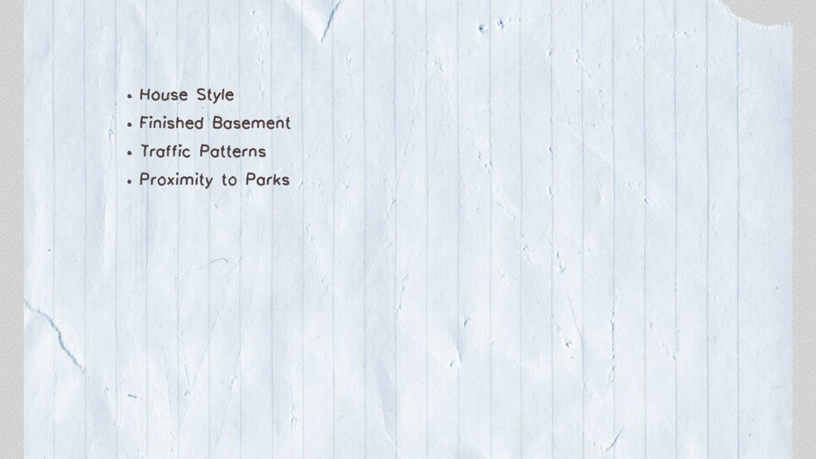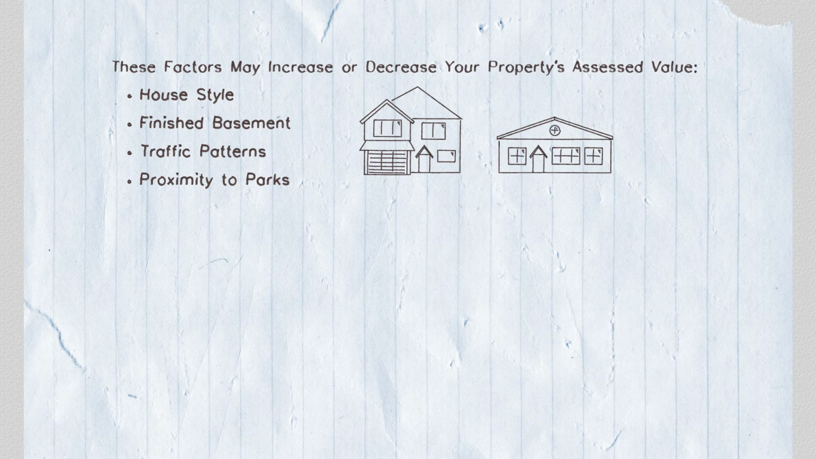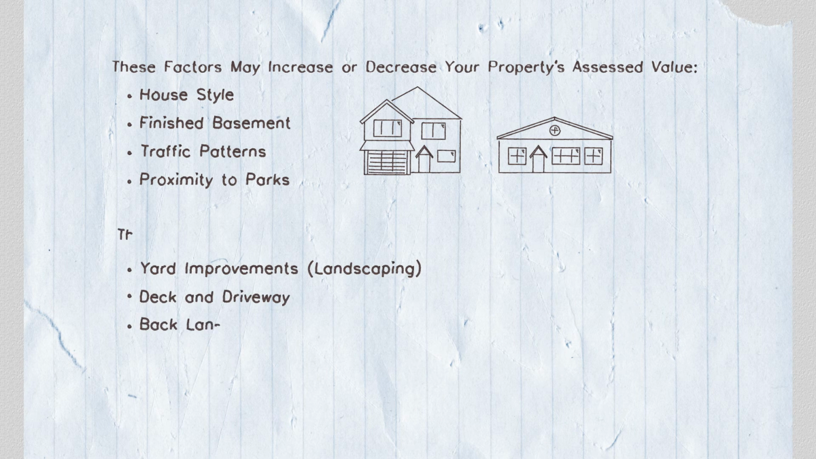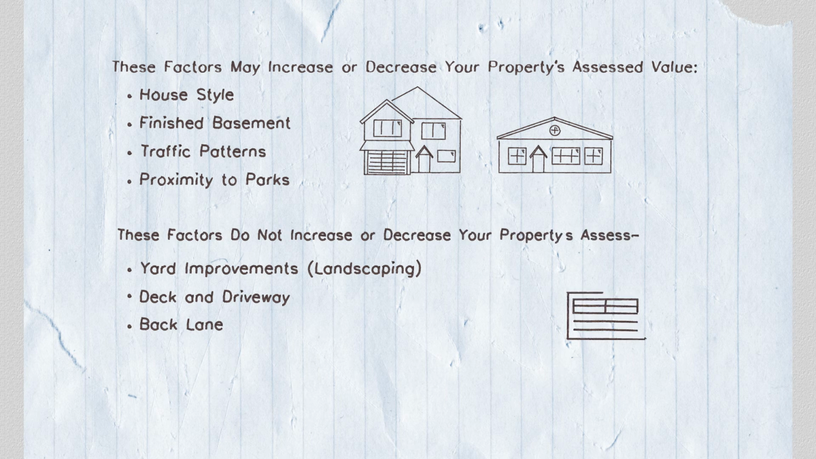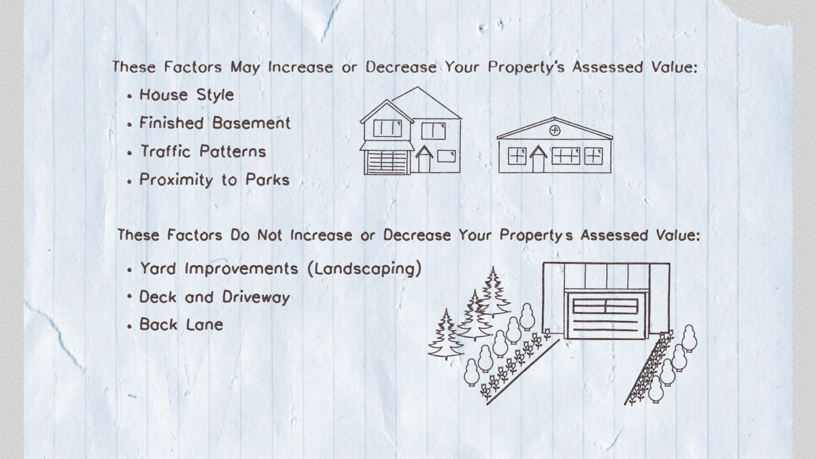Features such as house style, finished basement, traffic patterns, or how close you live to a park can also increase or decrease the assessed value of your property. Factors like yard improvements, such as landscaping, a deck or driveway, or having a back lane do not directly influence the assessed value of your residential property.